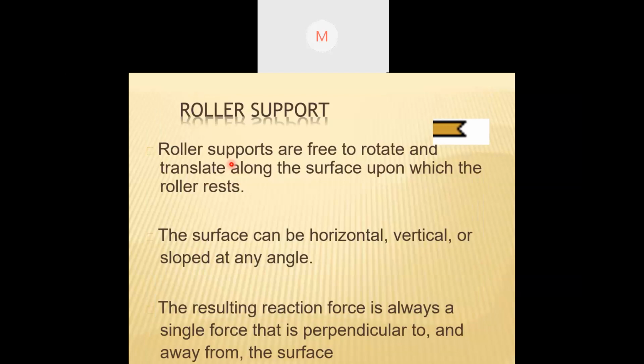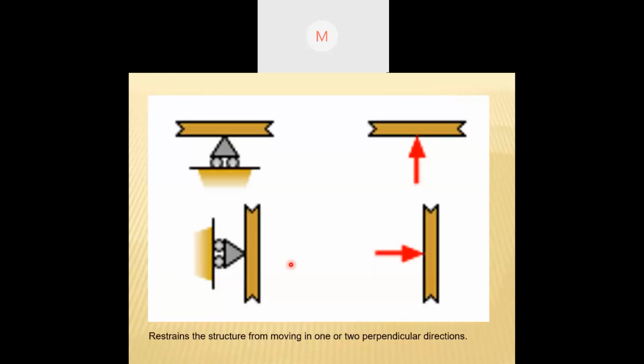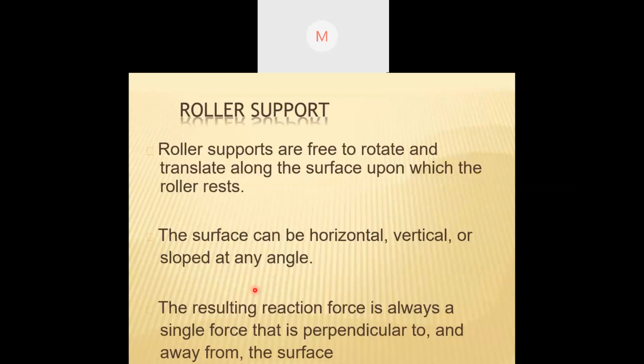Now look, the surface of the roller support can be horizontal, vertical, or sloped at any angle. Look at this figure now. This is horizontal. This is vertical. I'm using a pointer. Can you see the pointer? Red one, like a laser. Yeah, like a laser. Okay, that's good. So the surface can be horizontal, vertical, or sloped at any angle.